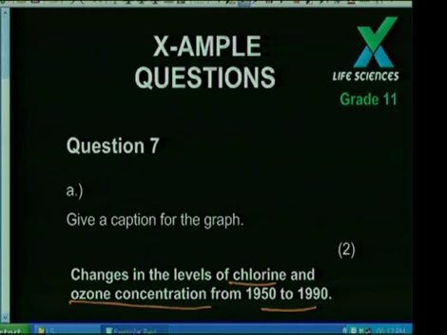The independent variable here will be chlorine, and the dependent variable ozone concentration, because chlorine is affecting the ozone concentration, not the other way around. Ozone is not affecting chlorine. Chlorine levels are affecting the ozone level. So dependent, independent. And we're giving a time period. So any other information you've got to give there. So that's our first answer.